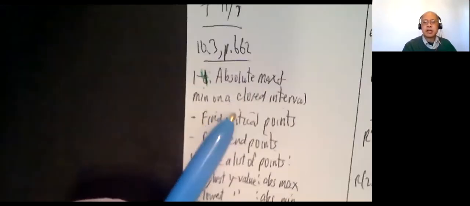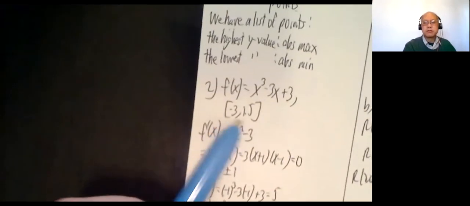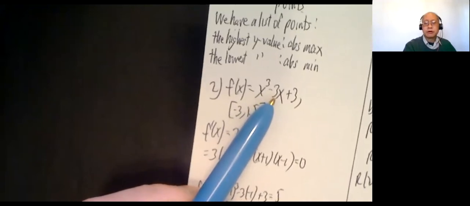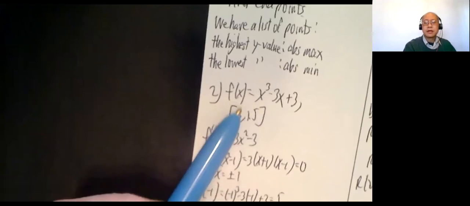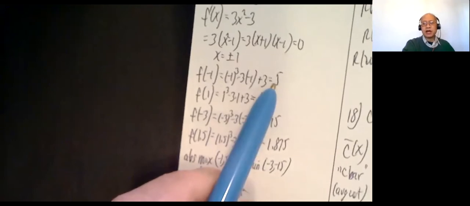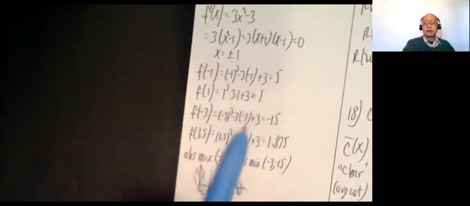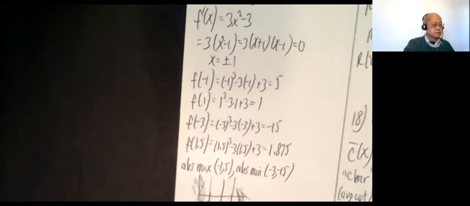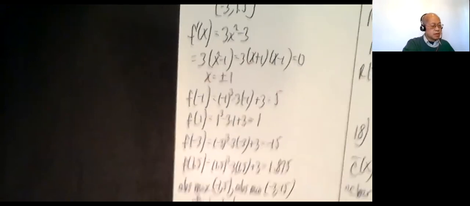Okay, so they're going to give you a closed interval and a function. So take the derivative, set it equal to 0. Find those critical numbers. And then you plug in the endpoints. So you get a list. So my critical numbers are plus or minus 1. Plug in negative 1 and 1. Plug in the endpoints, negative 3 and 1.5. So you have a list. 4 points, 1, 2, 3, 4. The highest y value, 5, absolute maximum. Lowest y value, negative 15, absolute minimum. Okay, so there we go.